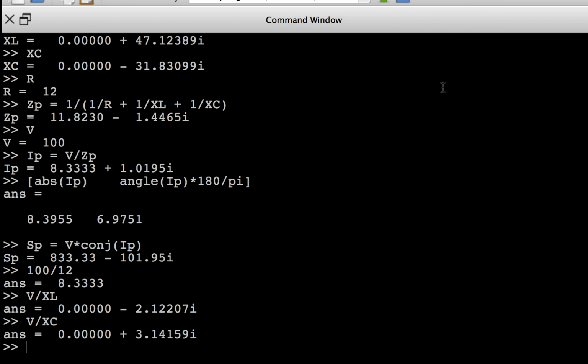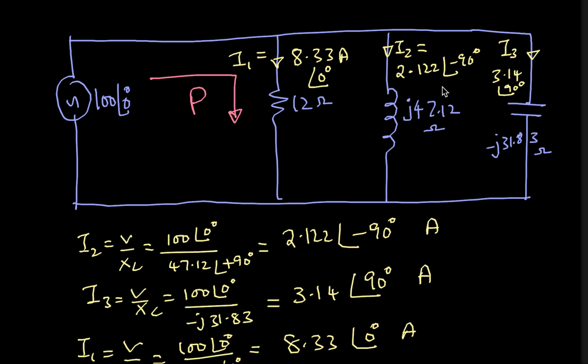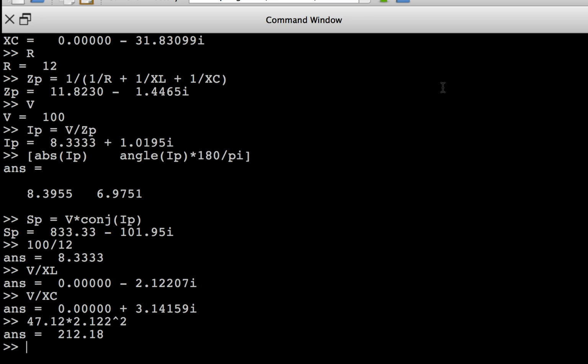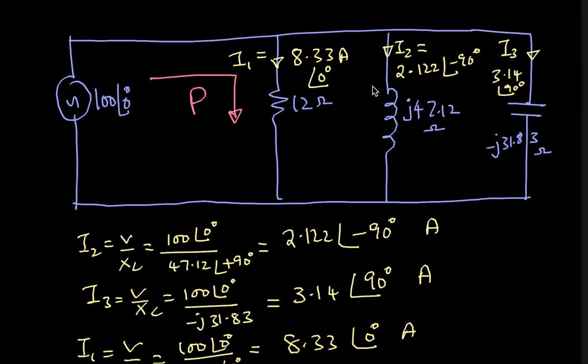So let me do that. So that is 47.12 into 2.12 square. So 212 watts. So the active power consumed by this. So active power is typically represented by an arrow like this. So with a line, 212 watts are consumed.